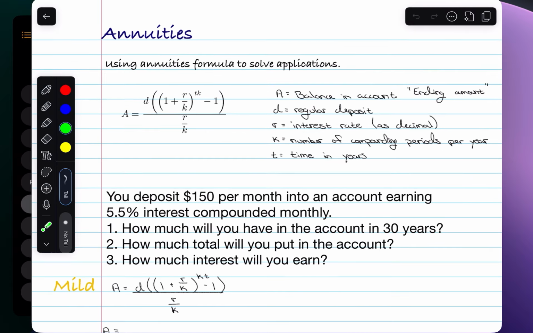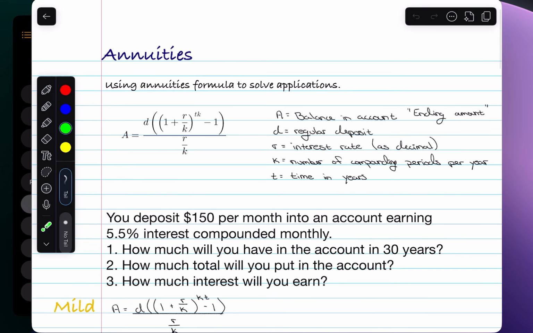Zooming in on our formula here. We have our A, that's our ending balance in the annuity account. Think of annuities like a retirement account. You're putting in money each month or each week, and then you have a balance at the end, and it's collecting interest. So A is going to be that ending amount. D is going to be a regular deposit. Again, it can be monthly, weekly, bi-weekly.